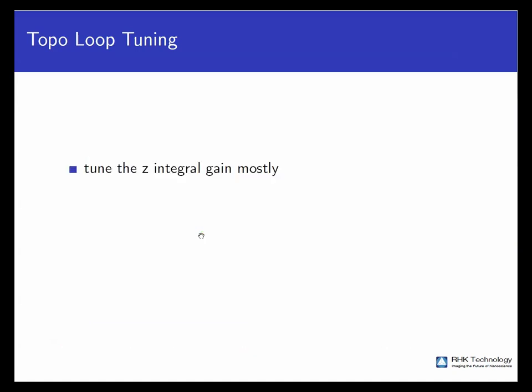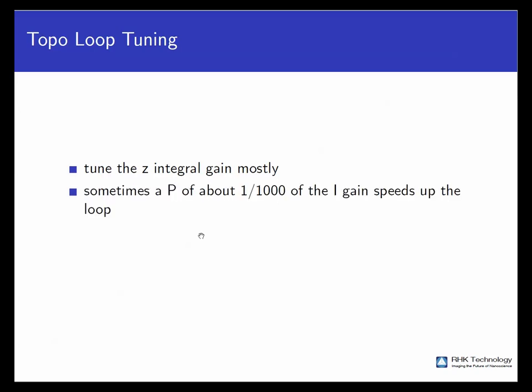Now that you have decided about the delta F set point, we start setting the gains for the Z control. The gains are specified as I and P gains directly, in contrast to the amplitude and phase controllers. Most of the gain will have to be integral gain. Some people set the proportional gain to about 1/1000th of the integral gain. This can speed up the loop. This depends on your microscope. It's not a given, but it's something to experiment with.